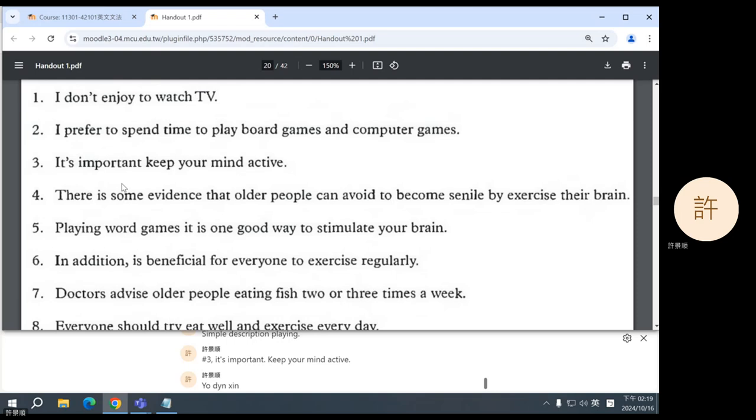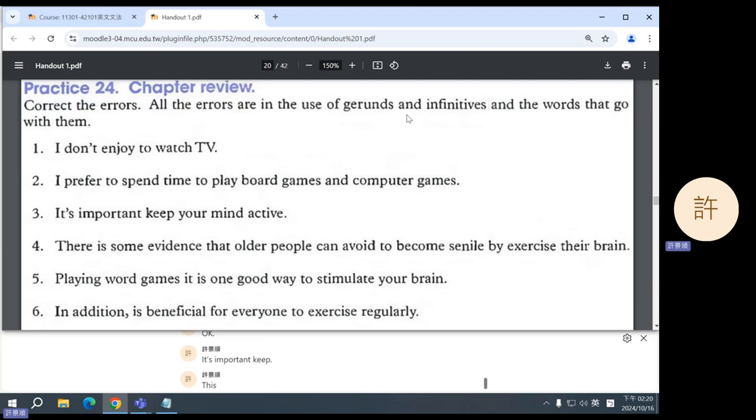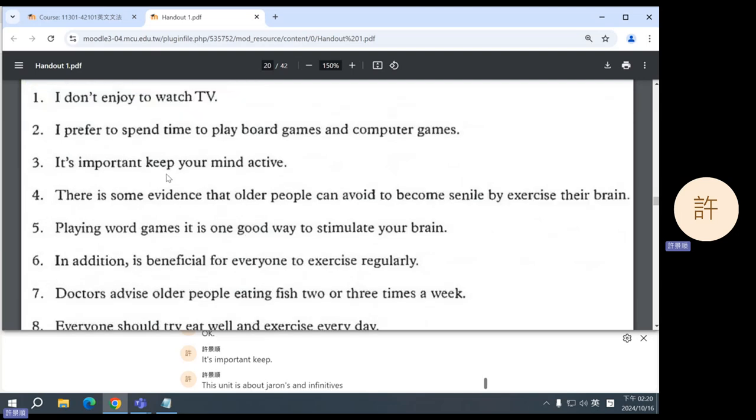Number three, it's important keep your mind active. Yozhenxing. Not here. Wu Pingring. Number three. Okay, it's important keep. This unit is about gerunds and infinitives, so this should be either keeping or to keep. Which one do you think it should be?